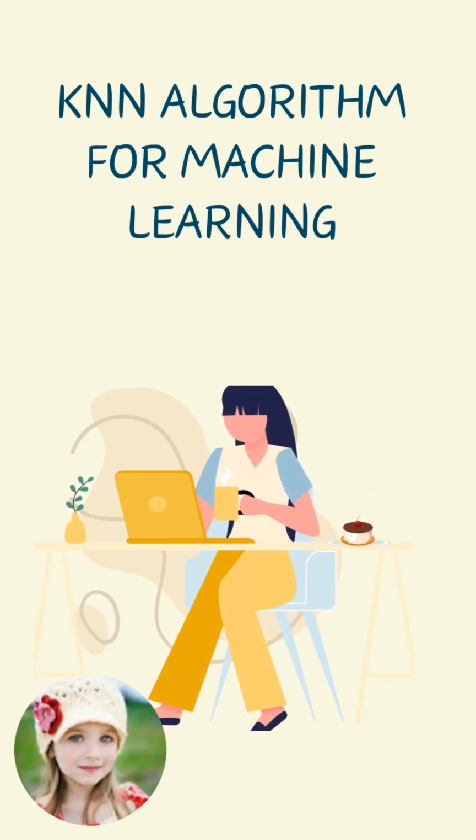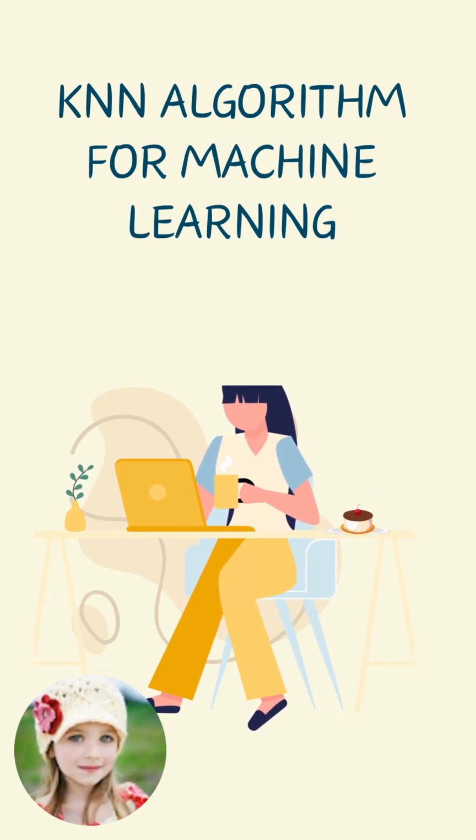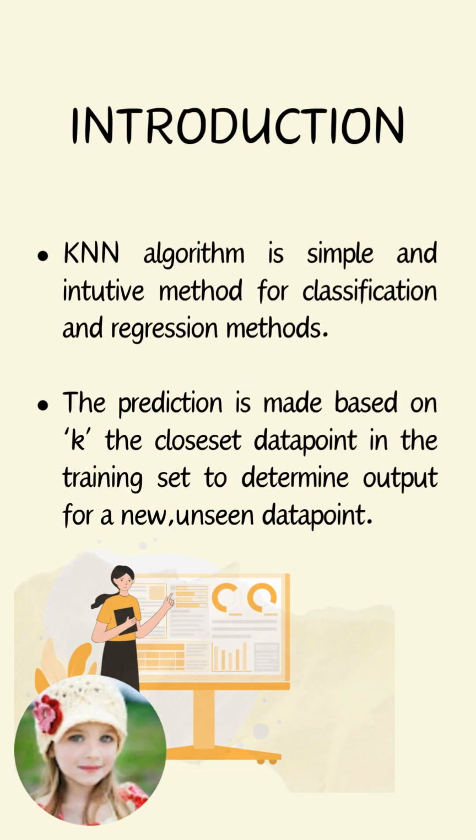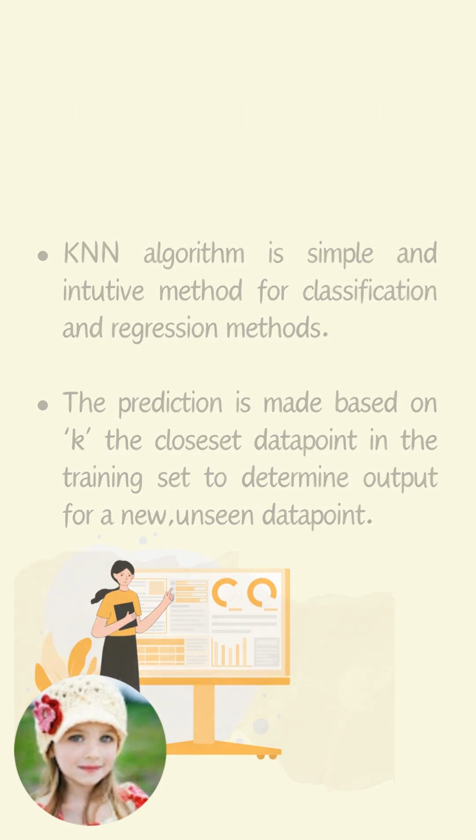Hello everyone. In this video, we are going to discuss the KNN algorithm for machine learning. The KNN algorithm is a simple and intuitive method that is used for classification and regression. The prediction is made based on the value of k, which is the number of closest data points in the training set, which is used to determine the output for a new, unseen data point.